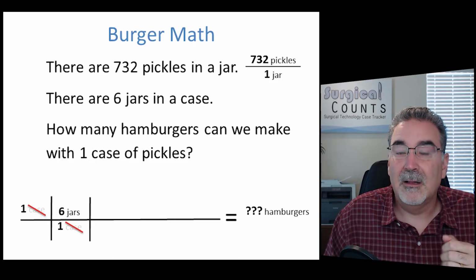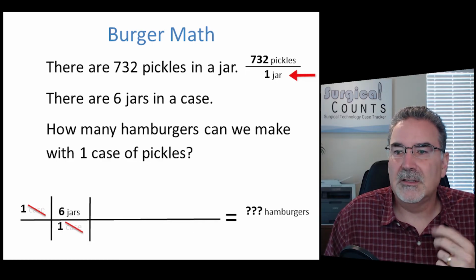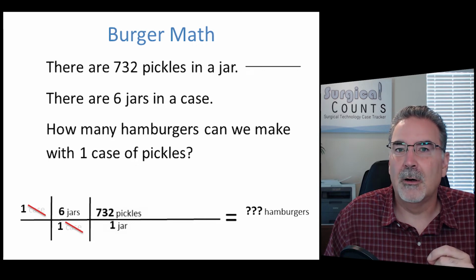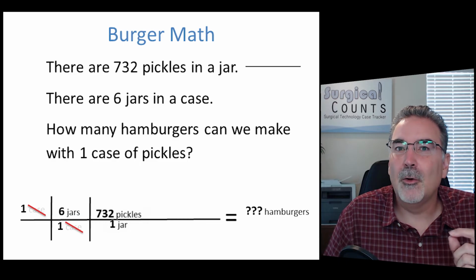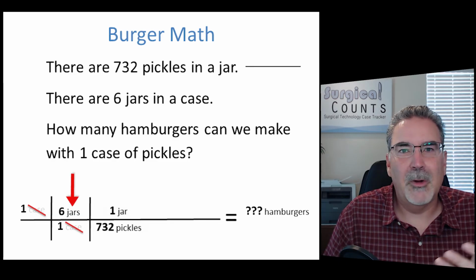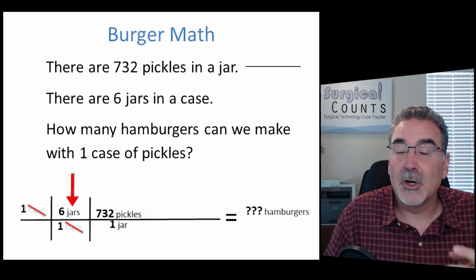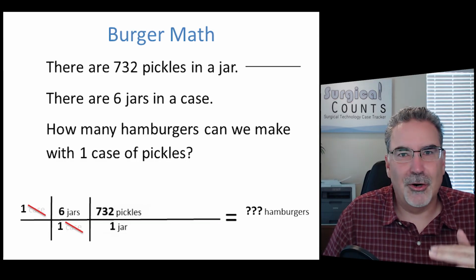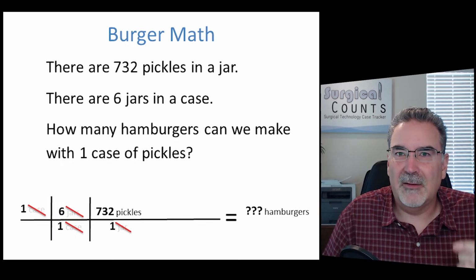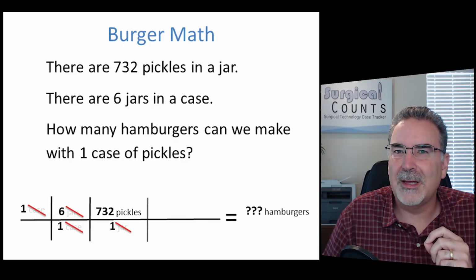Draw another vertical line. Let's find another relationship. Any relationships involving jars? Well, yes, here's one here. 732 pickles per jar. So let's use that in our equation. Are we going to write it as 732 pickles over 1 jar or 1 jar over 732 pickles? Well, we have jar on the top. We want jar on the bottom. So we're going to write it as 732 pickles over 1 jar. And with jar on the top and jar on the bottom, we can cancel those two out and we're left with pickles. So does pickles equal hamburgers? Well, no, not quite. We still need one more relationship to convert those.